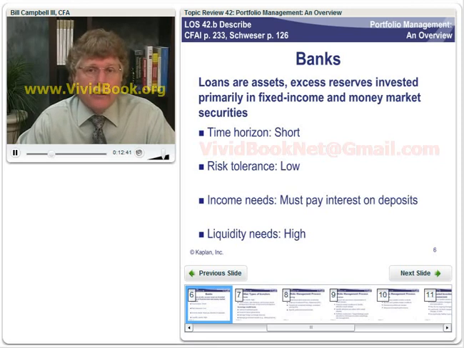Income needs: because they have to pay interest on the deposits, they typically want income from their investments that is sufficient to cover the interest that they have to pay on their deposits. They don't generally need income beyond that, but they want to at least cover the interest they pay on the deposits. Liquidity needs, as I say, because the depositors could come in at any time and withdraw their money, banks typically have high liquidity needs.